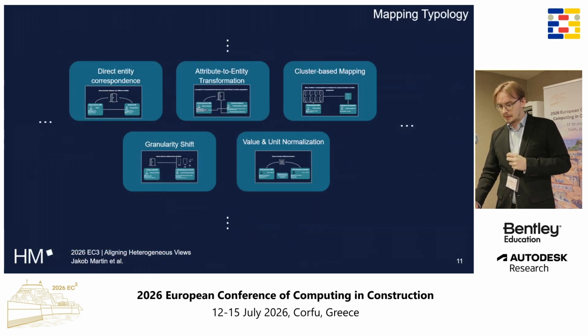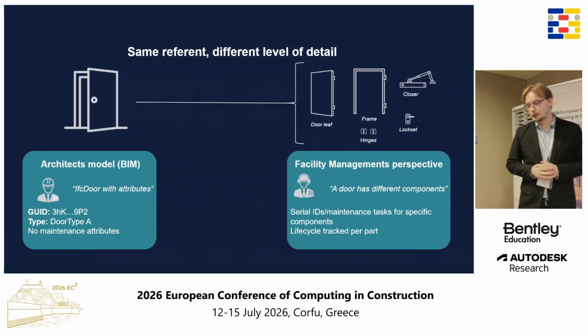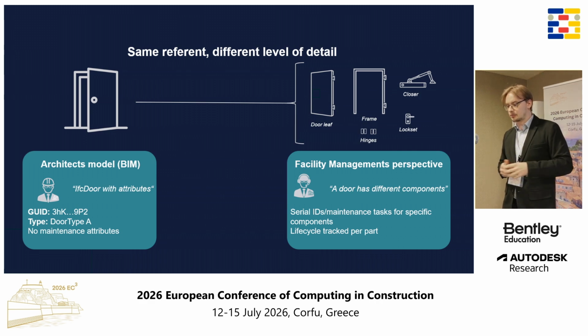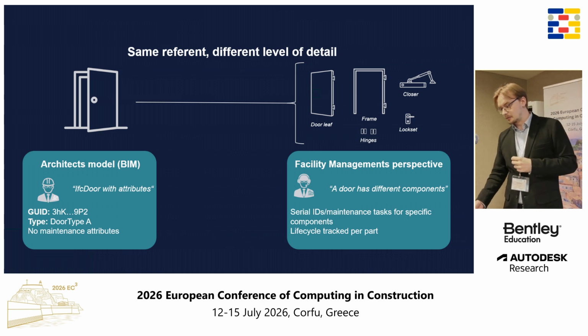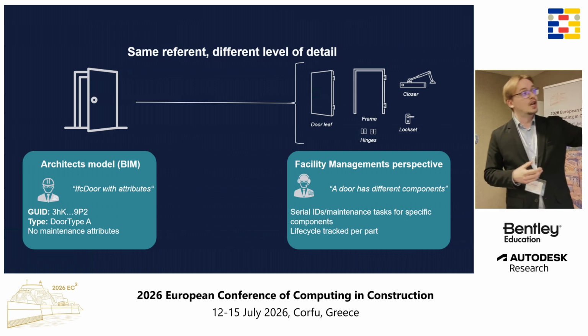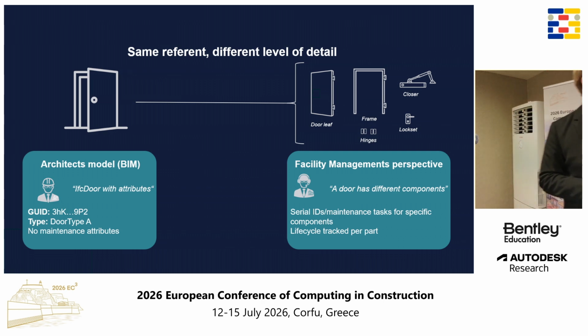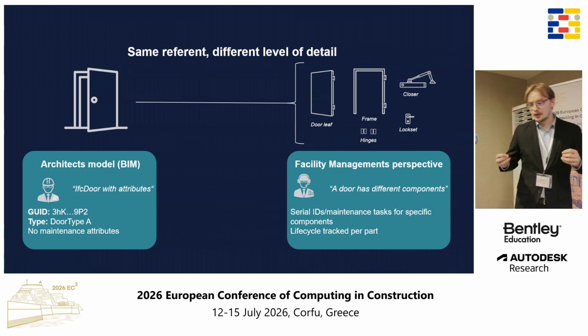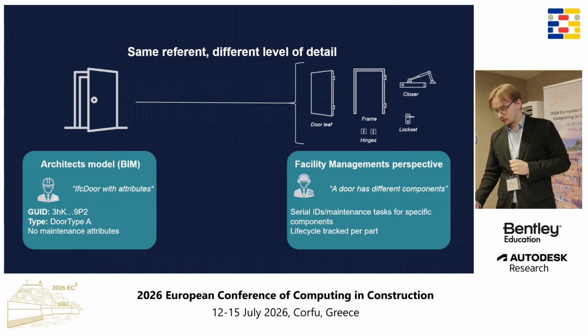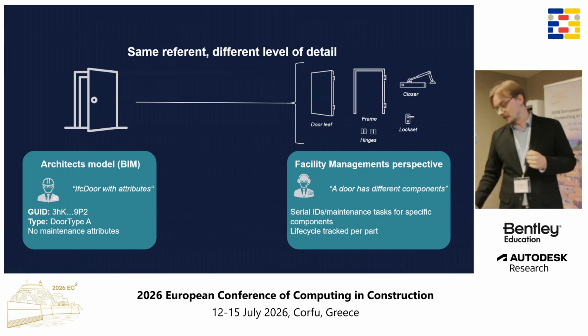So for the next type, this looks somewhat similar at first, but this is the granularity shift. So for example, in the architect's model, the door is represented as an IFC door with a number of attributes, but in the facility management perspective, the same door is not only relevant as one object, it is broken down into different kinds of objects. So here we find, for example, the door leaf, the frame, the different kinds of hinges, lockset, and closer, and different kinds of needs attached to these broken down structures. So we also need to preserve the relationship here, and this is also what makes it kind of complicated.